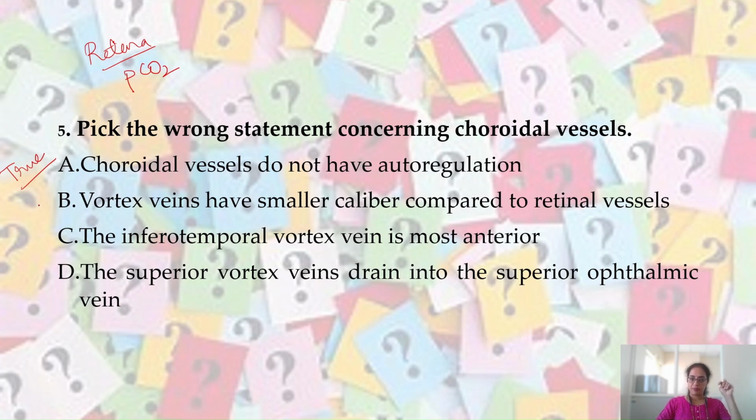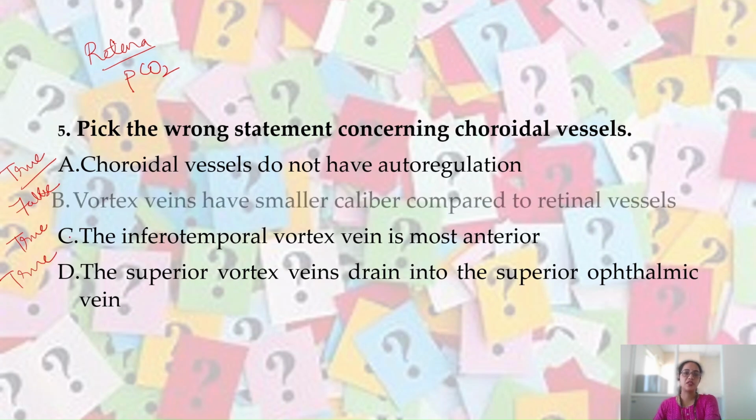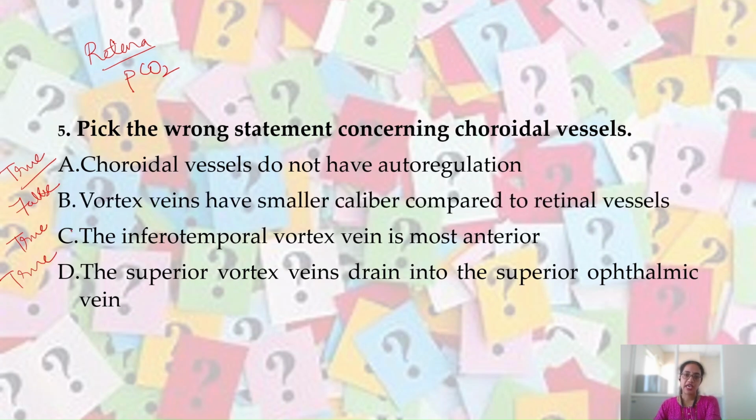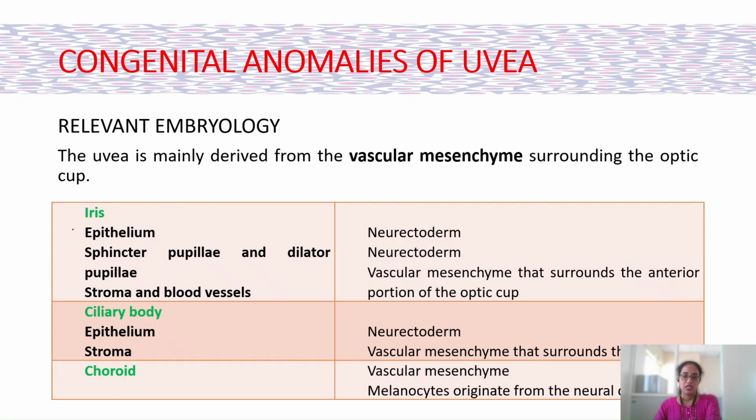In choroidal vessels, the caliber of the vessels is directed by the systemic blood pressure as well as hormones like epinephrine. Vortex veins have a smaller caliber compared to retinal vessels: this is false, because we have seen that the vortex veins are much bigger than the retinal veins. The inferotemporal vortex vein is the most anterior. This is true. The superior vortex vein drains into the superior ophthalmic vein. This is also true. So the right answer here would be B: vortex veins have a caliber bigger than the retinal vessels. So let's come to congenital anomalies of uvea.